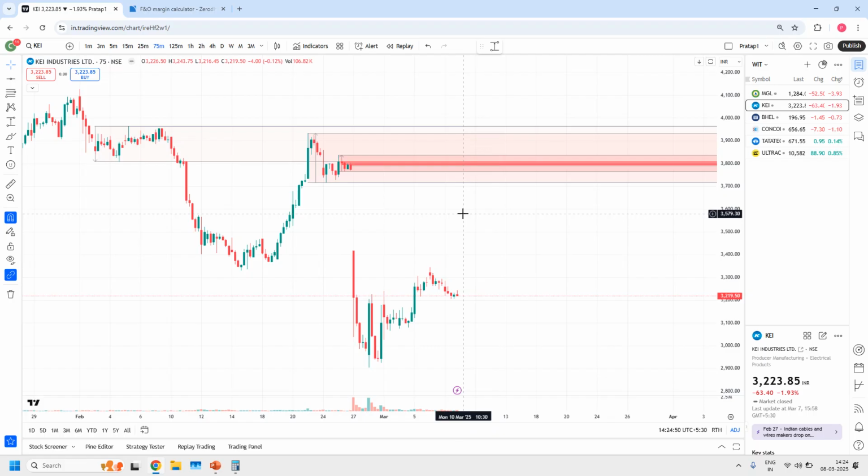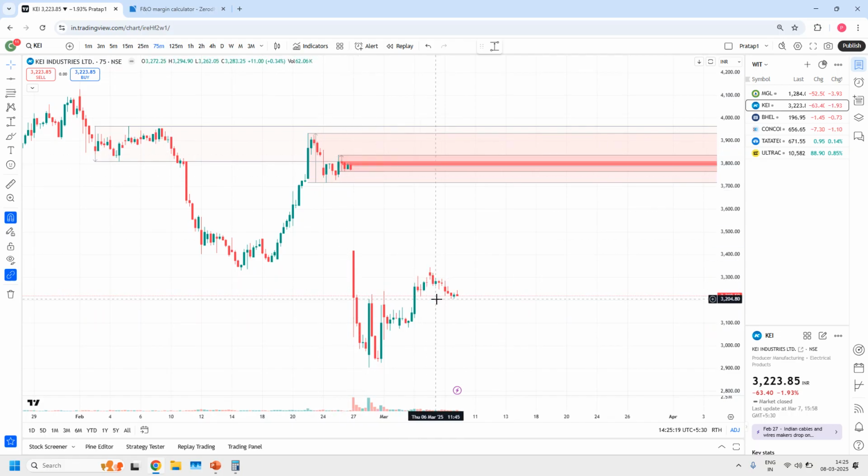In this example, ITF is daily. So daily zone should not be violated, or a daily zone should not be created. Once a daily zone is created, this is invalid, and in the new daily supply zone, new 75 minutes order flows, they are valid. That means you should change your trade setup to the newly created daily supply zone. And this one will expire.